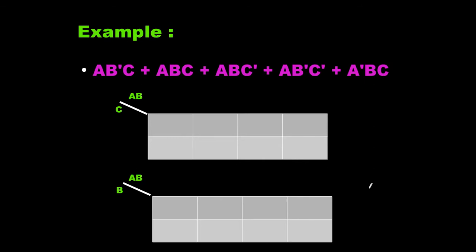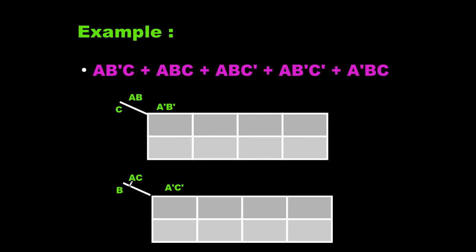Let's check this. Here's how I draw the K-map matrix. I have 8 rows, so this is 8 cells. I can choose AB here and C. I can choose AC and B. I can choose BC and A, whatever you want. And I brought you 2 of them. And here we start with 0, 0. A naught, B naught. Then I'll have 0, 1, which is what? A not B.